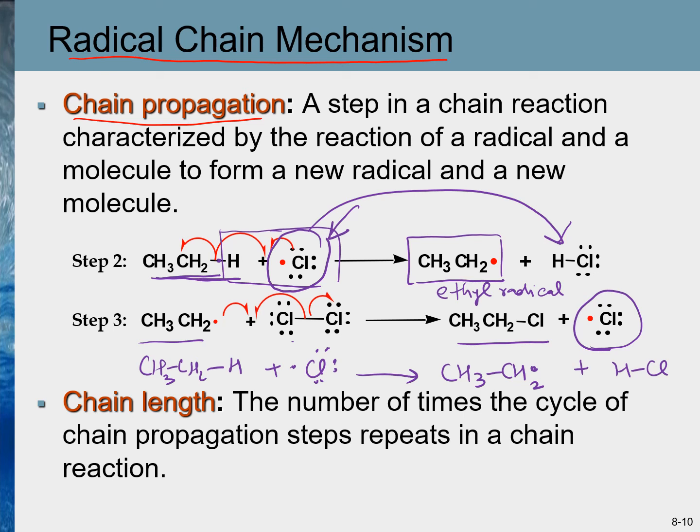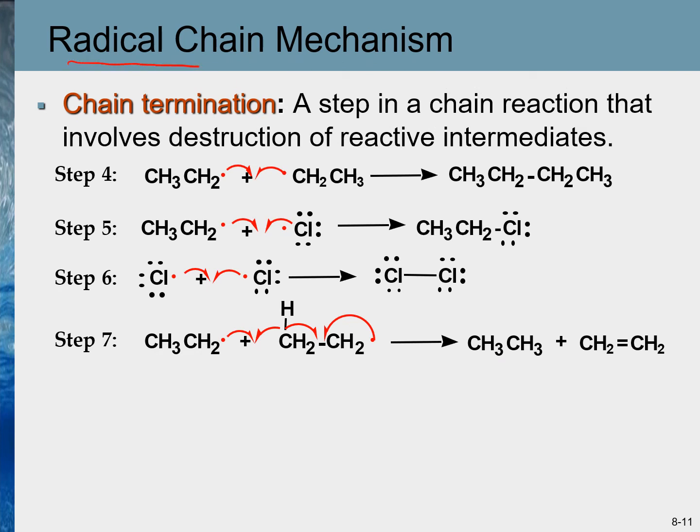The number of times a cycle of chain propagation steps repeats is called a chain length. Chain lengths can range from few to many thousands depending on the relative rates of reaction and the concentration of various species. The final step of radical chain mechanism is chain termination. A characteristic feature of chain termination step is the destruction of radicals. The most important chain termination steps in halogenation of alkanes are shown in step 4 through 7.